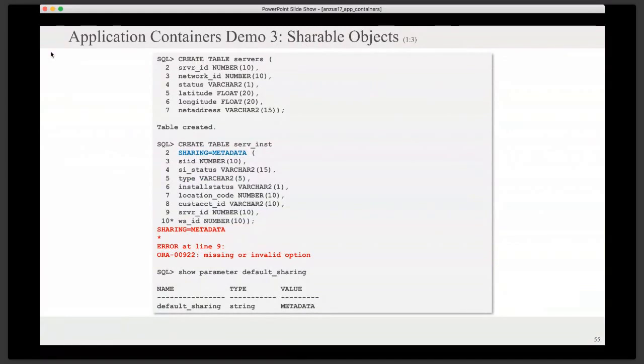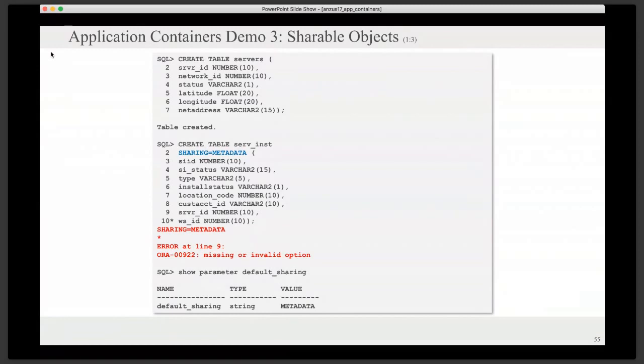So let's just skip ahead to slide 55, which is Demo 3, Shareable Objects. This is where I'm building a container and having it shared into the pluggable databases underneath it. I could create a normal table, as you see at the top, create table servers. It's not going to share it by pointer into the PDBs under the application root. But in the very next one, you'll notice I have sharing equals metadata. There are a variety of different ways that you can set up sharing.